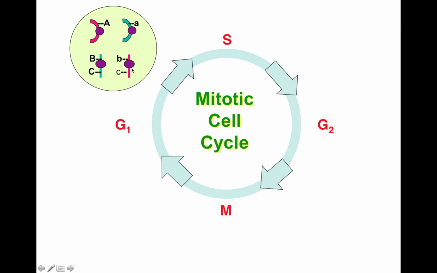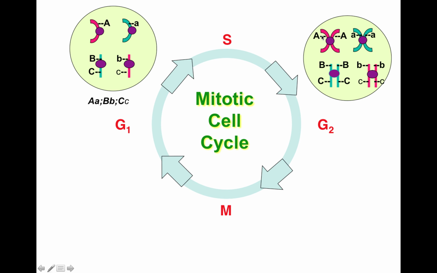Let's pay attention to some of these genes during the cell cycle. Here's an individual with 4 chromosomes. The A gene is on one chromosome, and both the B and the C gene are on the other chromosome. The genotype of this individual is heterozygous at all 3 genetic loci. It has 1 dominant and 1 recessive allele at each locus.